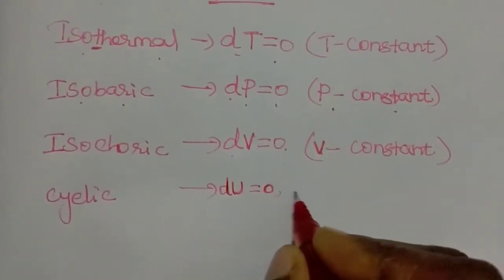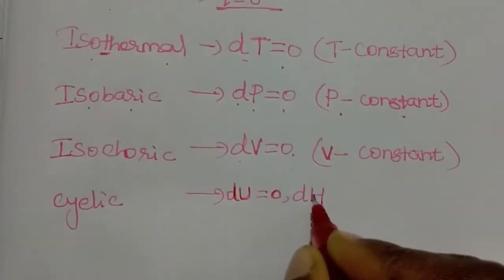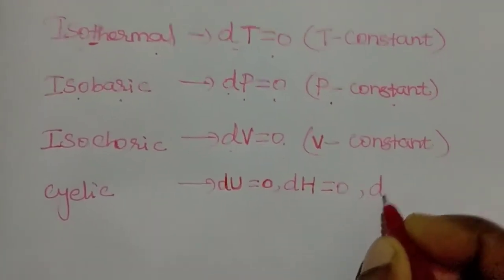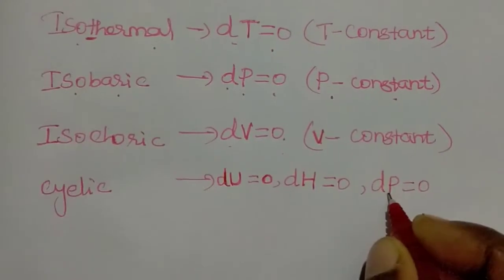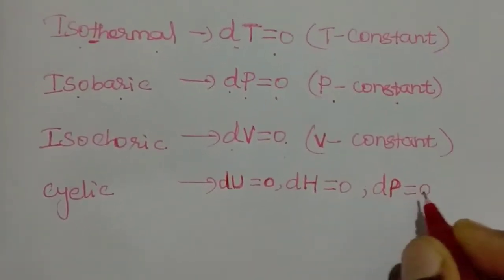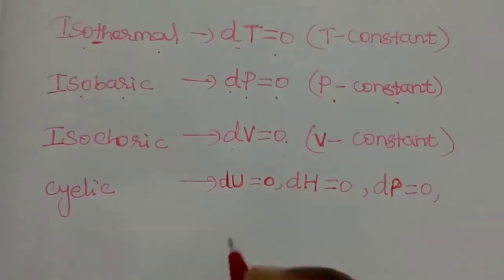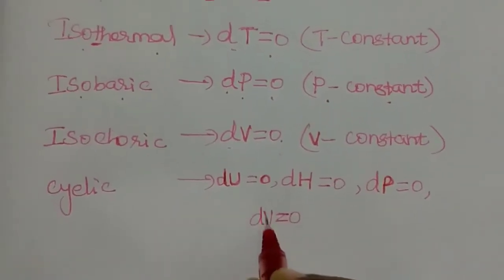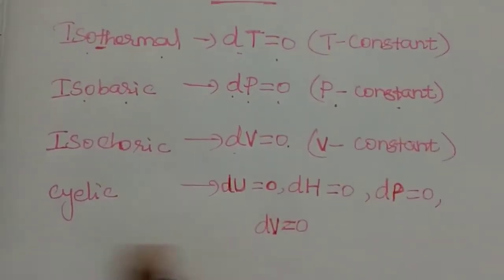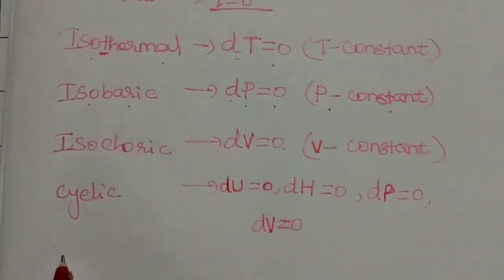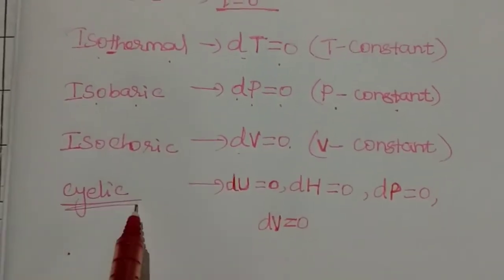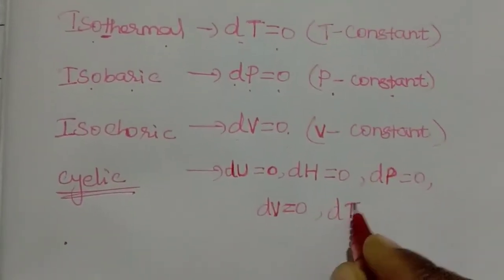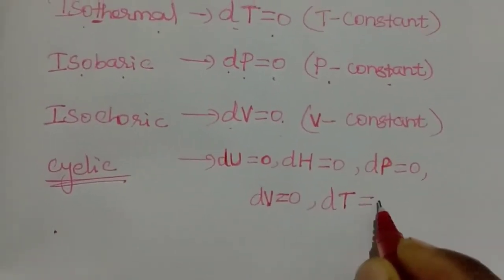Then what is the next one? dH. There is no change in enthalpy, so dH is equal to 0. Then dP, no change in pressure, so pressure is also constant. dP is equal to 0. Then dV is equal to 0, meaning volume is also constant between the final and the initial stage of the cyclic process. Then dT, the difference in temperature, is also 0.